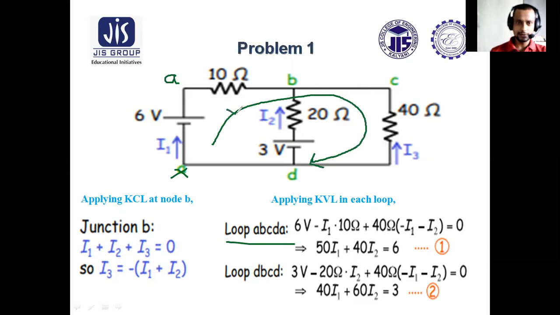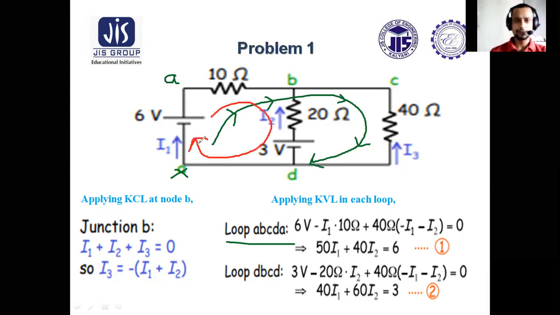So let us assume this is our direction of travel. As I said, assume clockwise direction for your convenience. So we have assumed clockwise direction of travel along the loop ABCDA. So this is your clockwise direction of travel. Now as you are traveling along this path, for 6 volt, this is clockwise direction of travel.